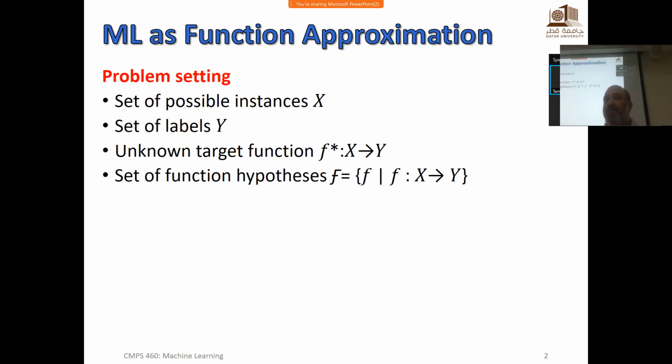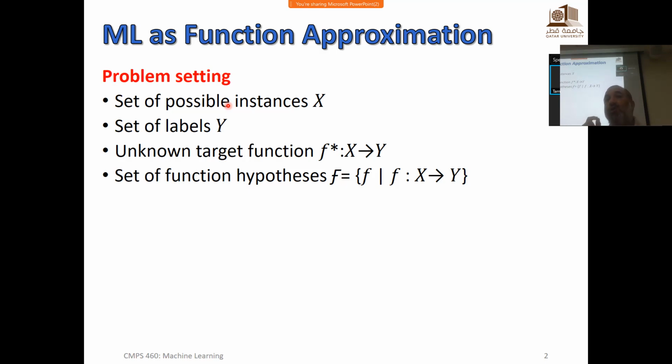Here's the setup that we have in machine learning. We have a set of possible instances. We are observing some examples. Okay, this is the data that we have. We have also a set of labels or classes. Of course, here we are talking about classification as an example of machine learning. So we have a set of possible instances, we call it X. We have a set of classes, we call it Y.